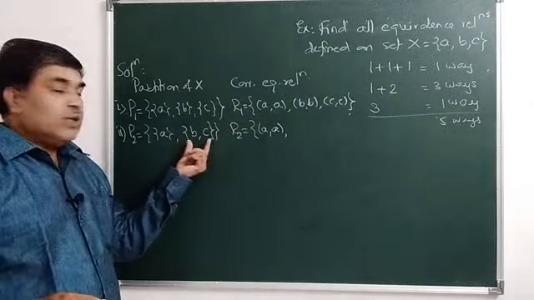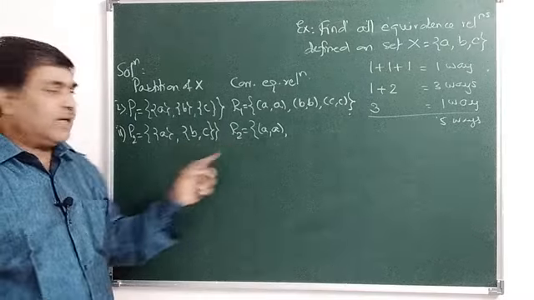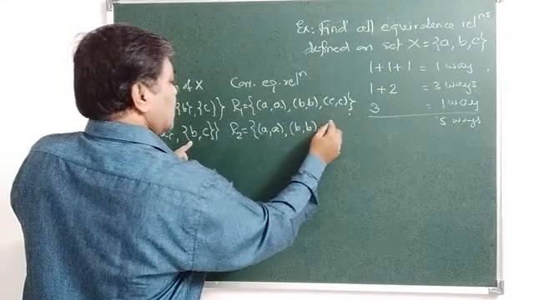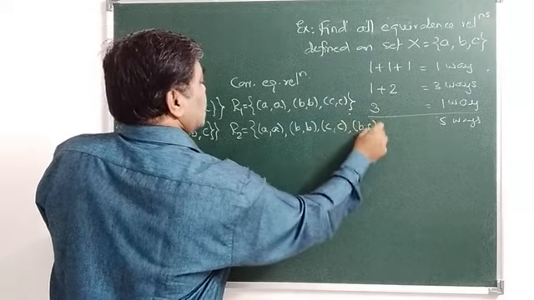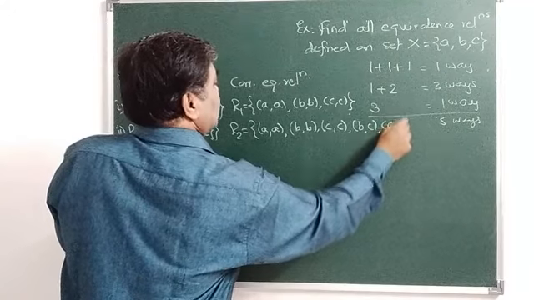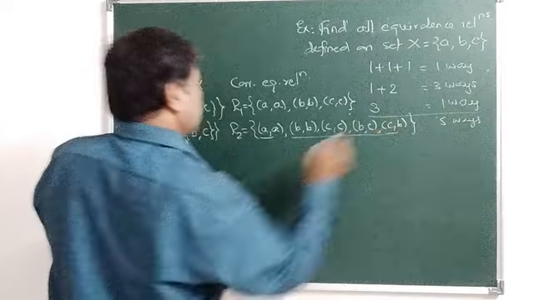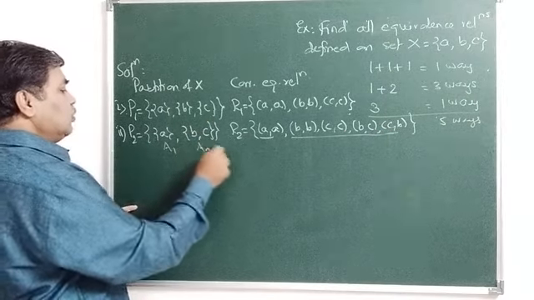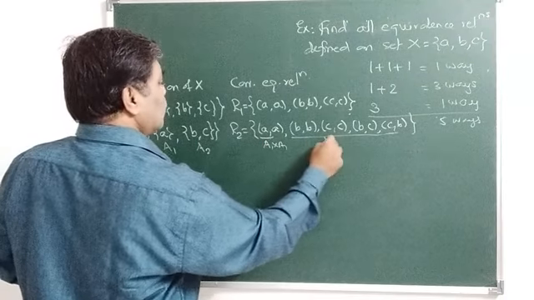This is A2. A2 cross A2 contains 2 into 2, which is equal to 4 pairs. So what are those 4 pairs? BB, CC, then BC and CB. This single pair and this pair. So this is your, say, A1, this is A2. Then this is A1 cross A1 and this is A2 cross A2.